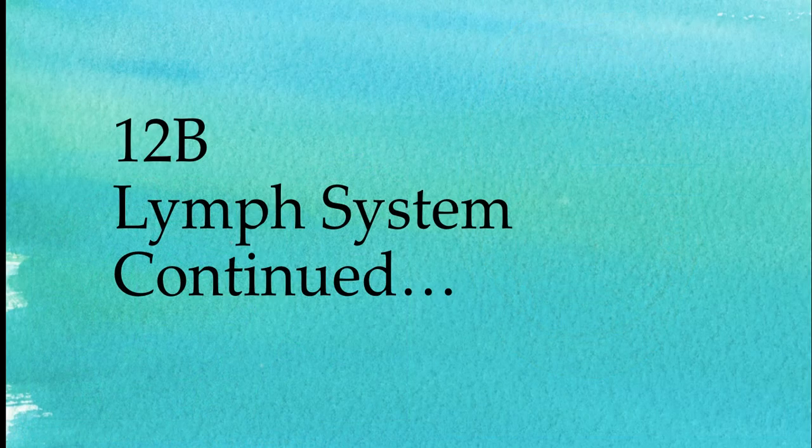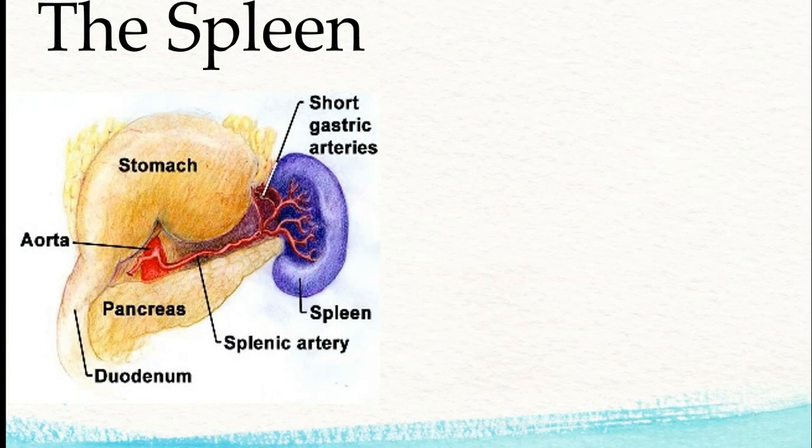Okay, now we're in part B of the One Day Academy model. We're going to talk a little bit more about some lymph tissue, but then we're going to move into the difficult part of immunity, okay? So let's roll. The spleen.